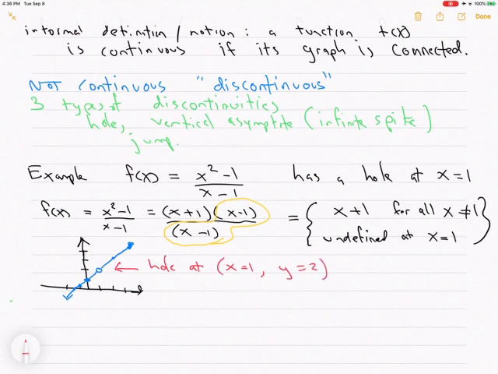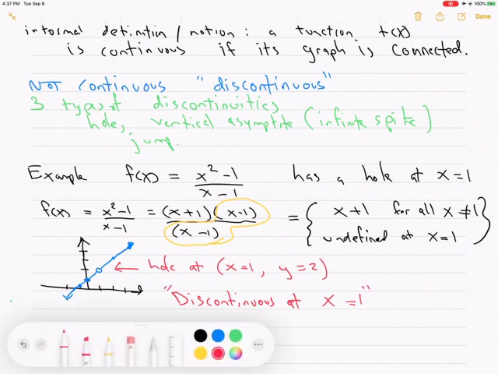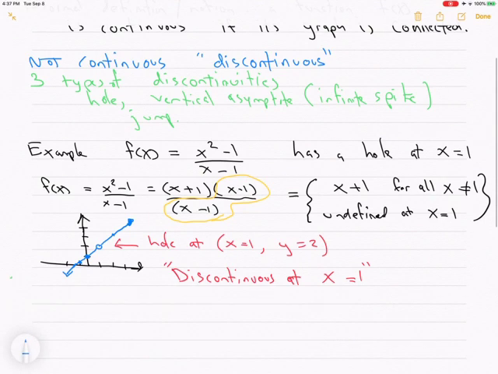And so this function is not continuous at x equals 1. So it's continuous except at x is equal to 1. So it's discontinuous at x equals 1. So that's how we would say this. And that's the only place it's discontinuous. So it's continuous at all other x.